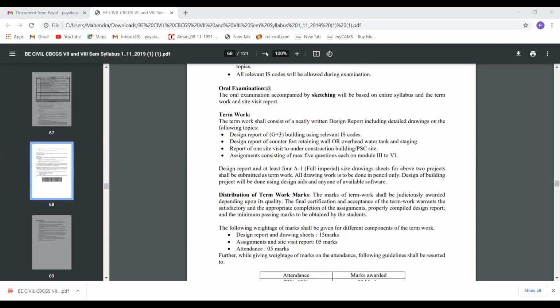Then next will be the term work. The term work will again consist of 25 marks. In term work, you have 2 projects. In those 2 projects, the first one is the design of the comprehensive building. Yes, Tanvir, if the guidelines come, then the lectures will be offline. Let's see when the guidelines will come from the university.